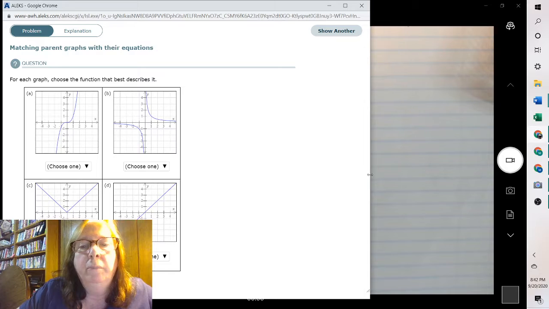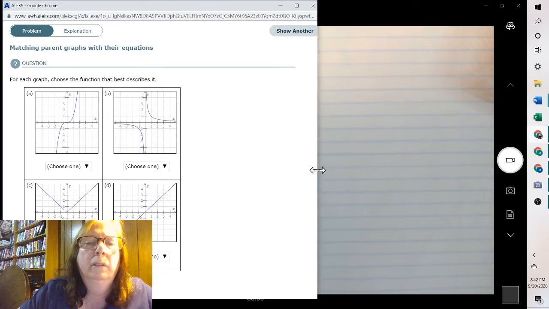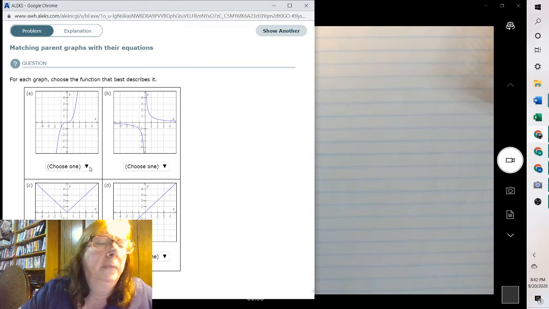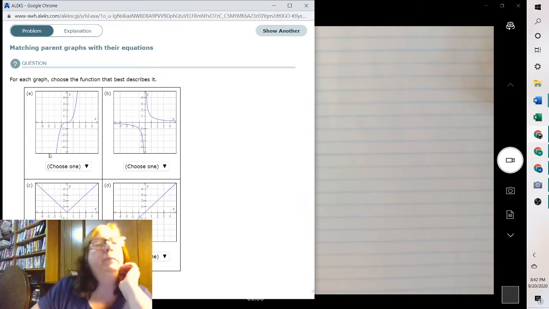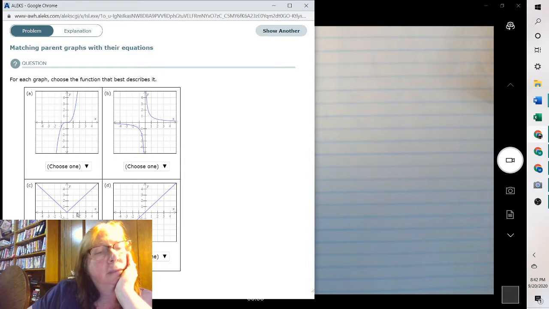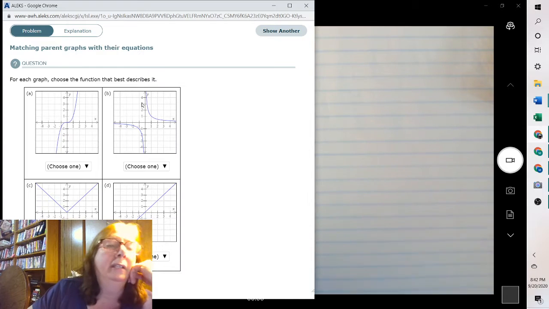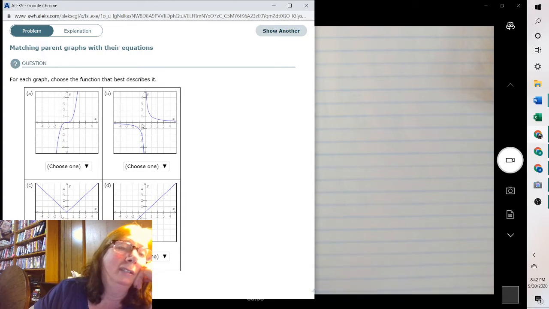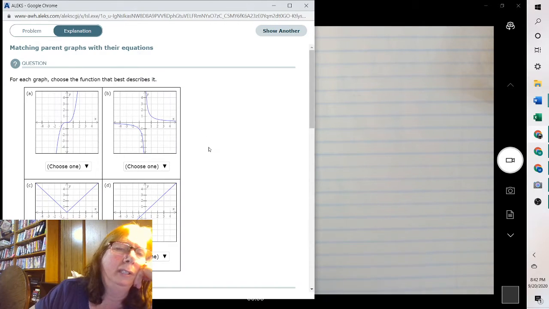Okay, matching parent graphs. I don't know if it's going to let me click on them. Okay, so this one is a cubic graph, so it would be x cubed. This one is a v, so it's an absolute value. This one is linear, so it's a straight line. And this one is a function with an x in the denominator. I'm not sure how specific they're going to be, so I want to look at the explanation so we can see the examples.